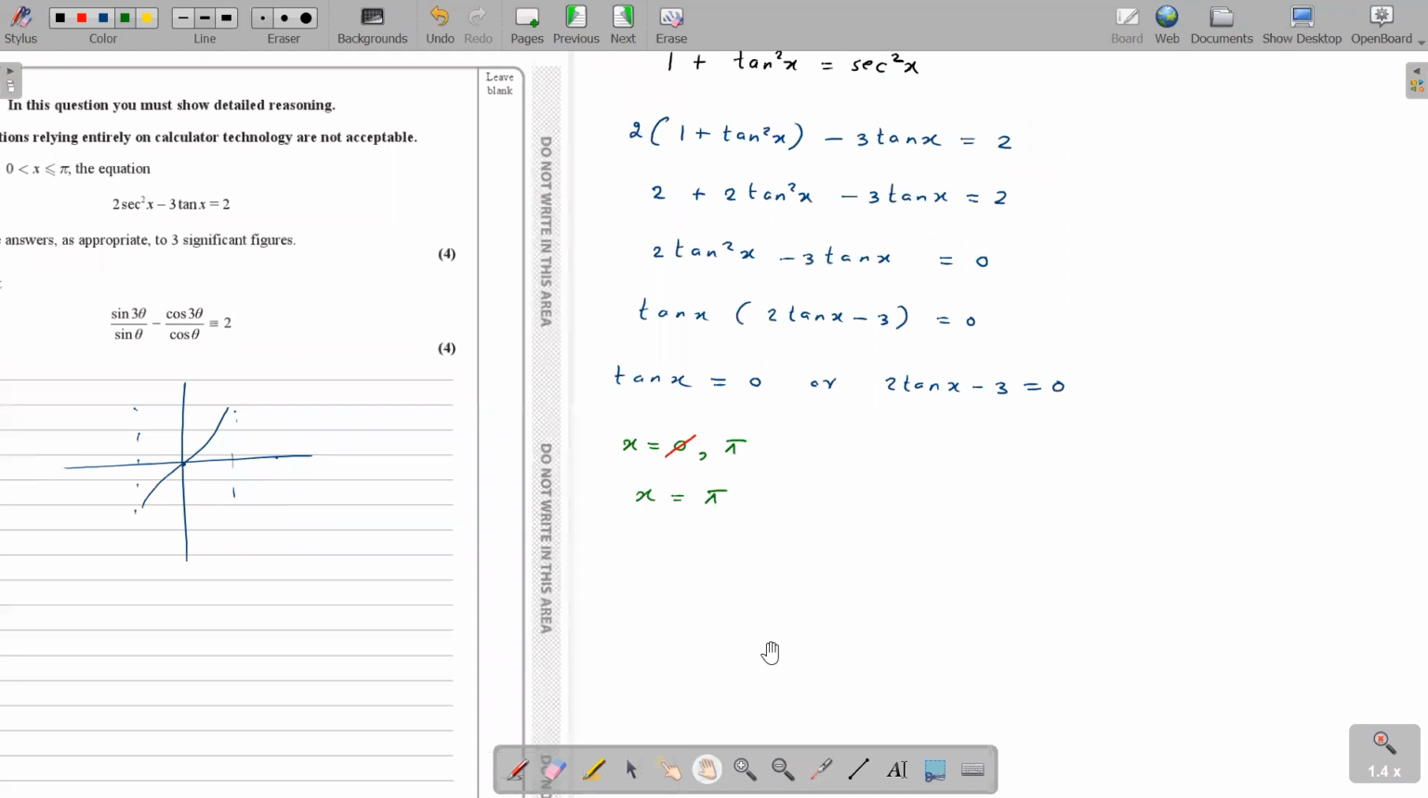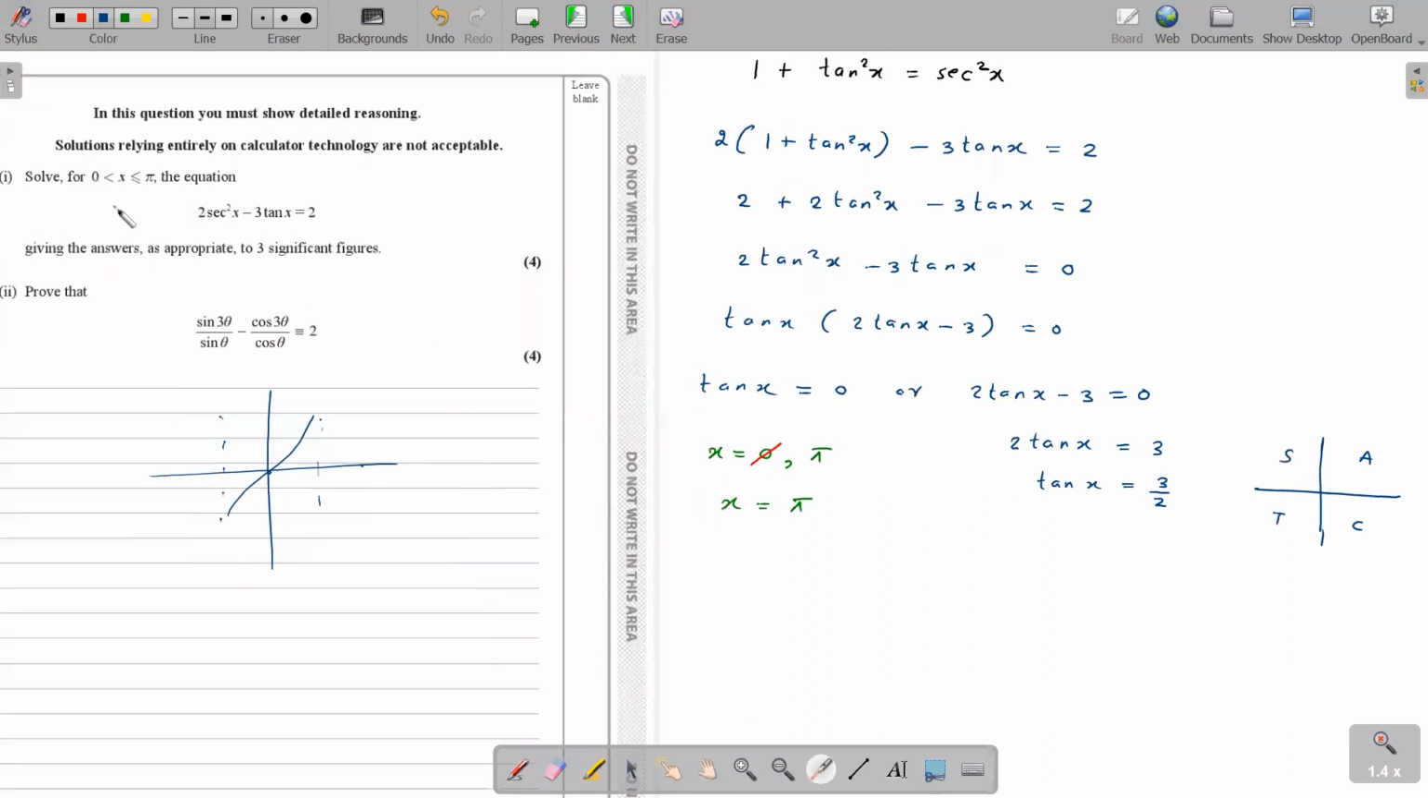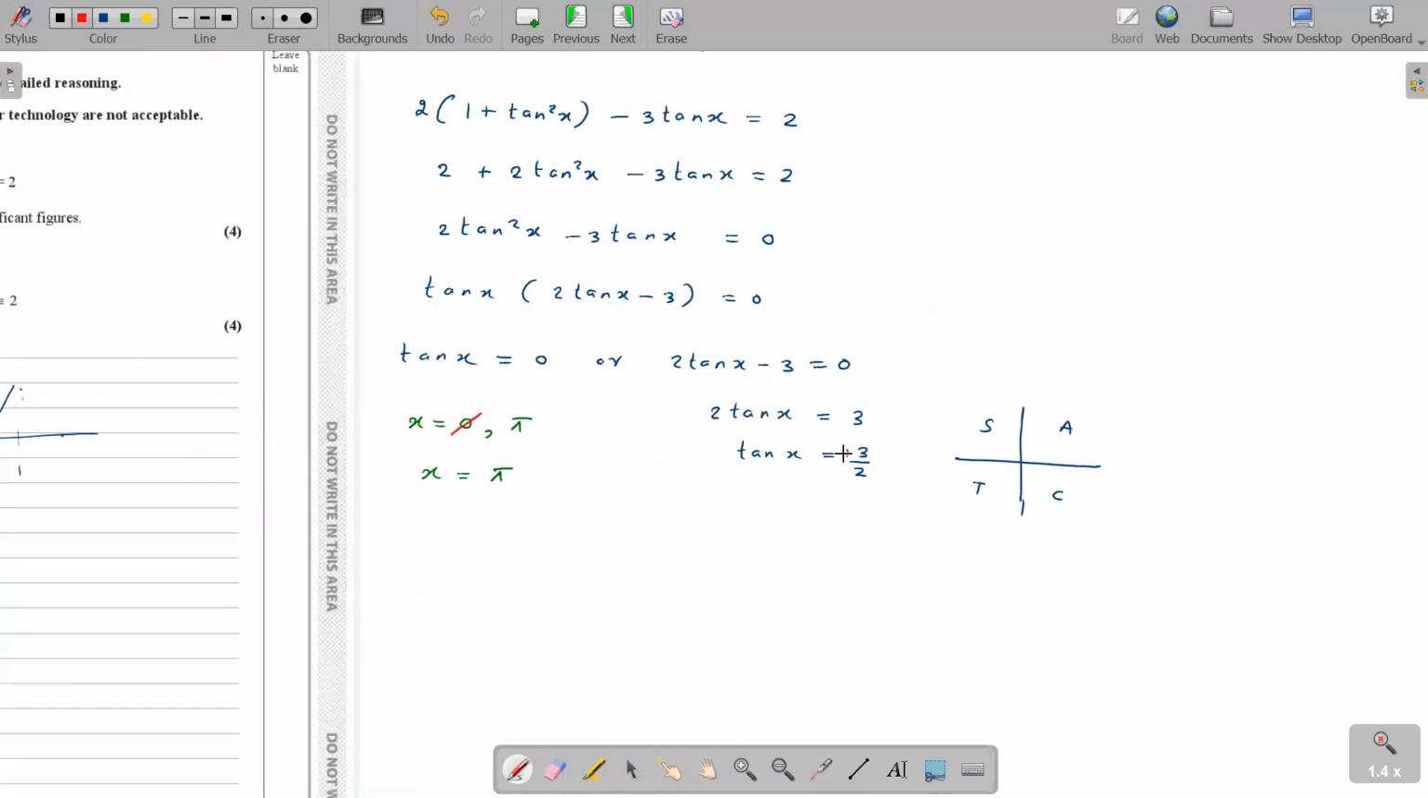Okay, then the next one, 2 tan x equals 3. So I get here 2 tan x equals 3, which gives me what? Tan x equals 3 over 2. So get me tan inverse 3 over 2 and choose the quadrants where tan is positive, all and tan, first and fourth quadrant. But I don't need to go for the fourth quadrant since my range is only from 0 to pi. So choosing the quadrants where tan is positive, it's only the first quadrant I should go with because the other quadrant gives an answer bigger than pi.